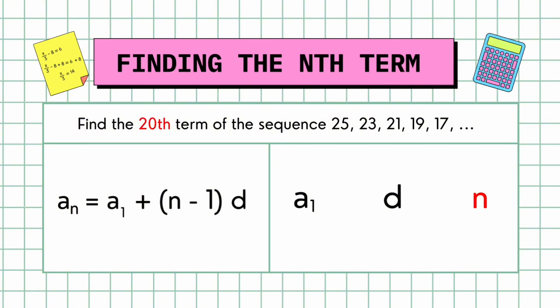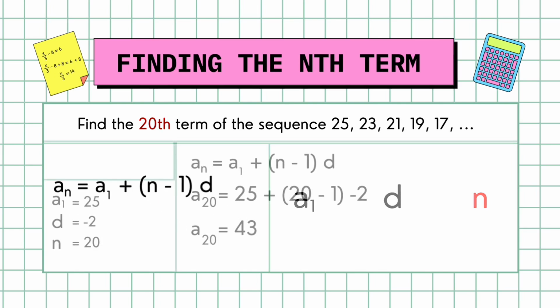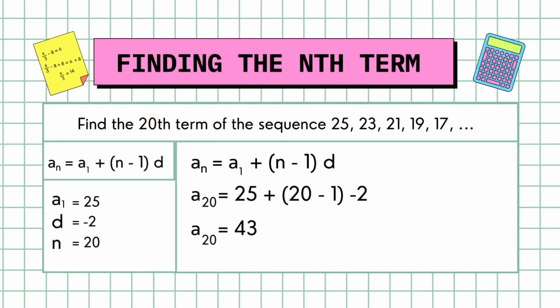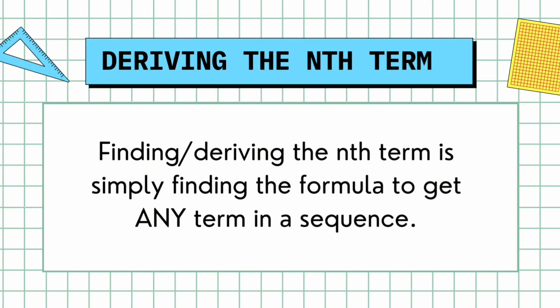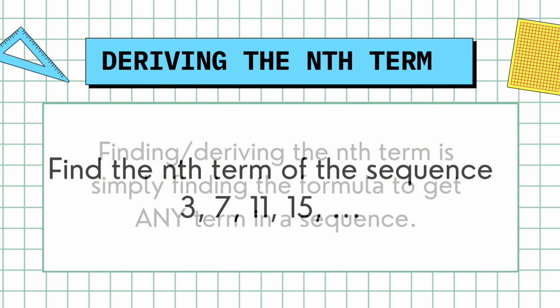Now, after getting our A sub 1, our D, and our N, we can now plug all those values into our formula for the nth term of an arithmetic sequence. So we have A sub 20 is equal to 25 plus 20 minus 1 times negative 2. So our A sub 20 is equal to negative 13. Next, let us derive the nth term. So finding or deriving the nth term is basically getting the formula to find any term in a given sequence.